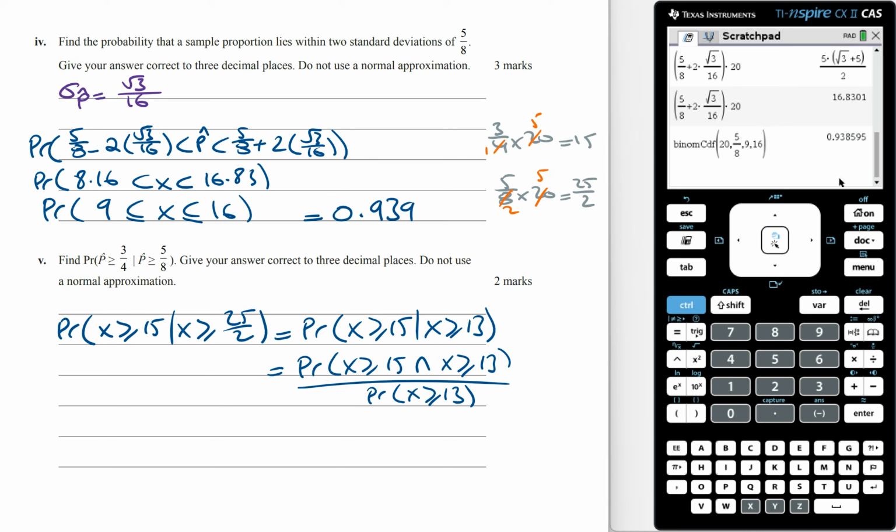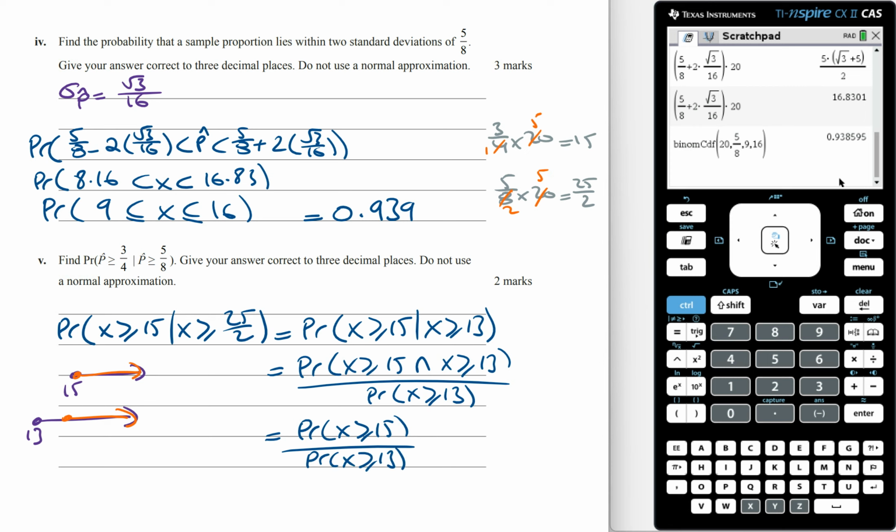If x has to be larger than or equal to 15, and it has to be larger than or equal to 13, then the intersection is going to be for x values larger than or equal to 15. And so this is going to equal the probability that x is larger than or equal to 15 divided by the probability that x is larger than or equal to 13.